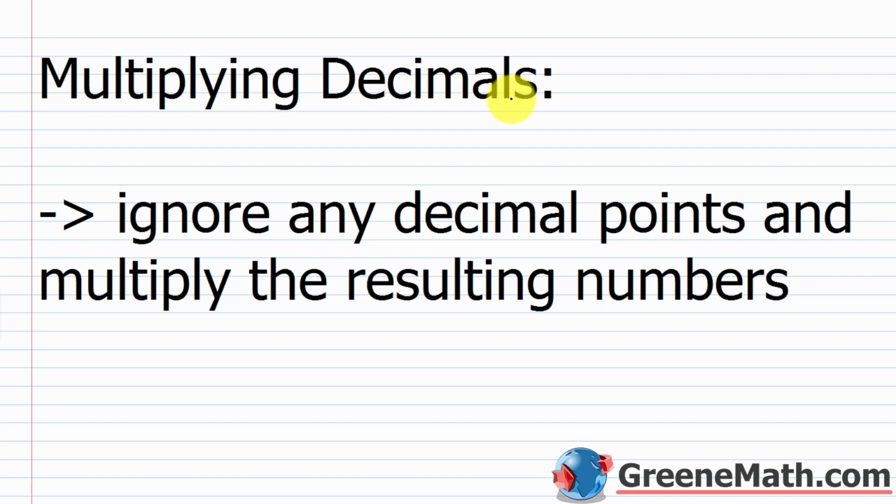The first thing we want to do is ignore any decimal points and multiply the resulting numbers. Essentially, you're going to pretend your numbers are whole numbers. So if I had something like 5.5 times 3.7, I would start out by pretending I had 55 times 37. Right? I would find the answer for that.